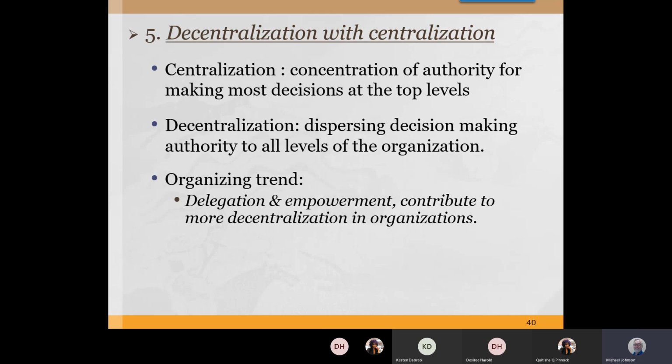But we still define at the corporate office the direction of the company. It's up to them to make the right decisions to make it happen. And the trends that are taking place, well, deregulation and empowerment contributing to more decentralization in organizations.